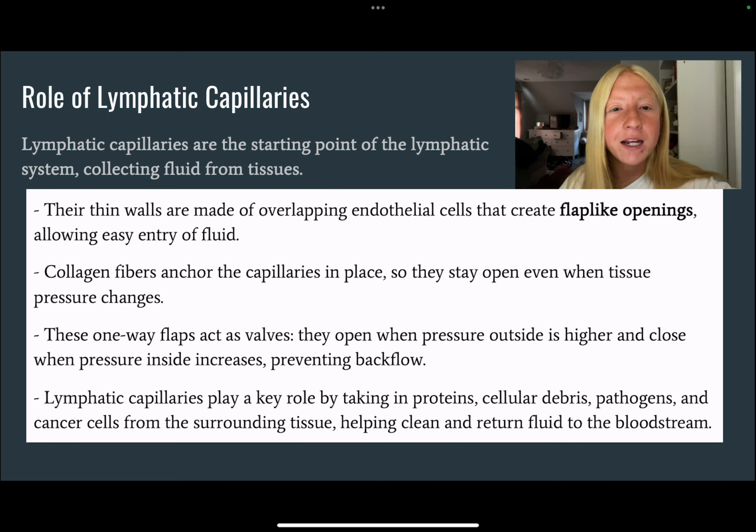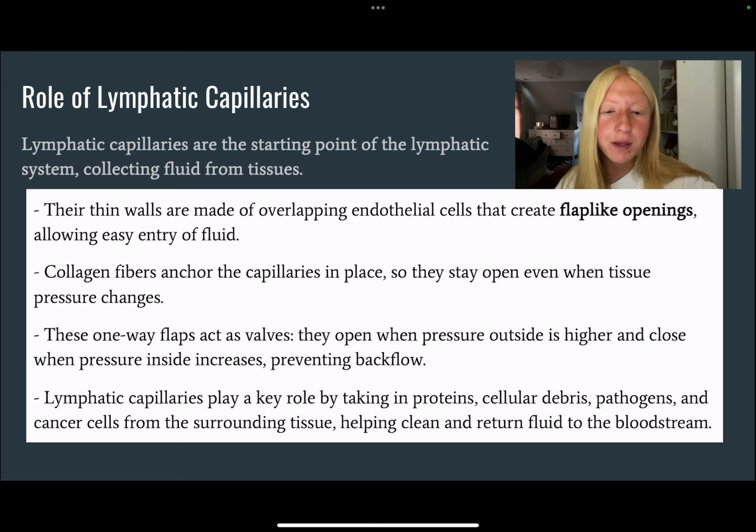Role of lymphatic capillaries. Lymphatic capillaries are the starting point of the lymphatic system, collecting fluid from tissues. Their thin walls are made of overlapping endothelial cells, and they create flap-like openings, allowing easy entry of fluid. Collagen fibers anchor the capillaries in place, and so they stay open even when tissue pressure changes. These one-way flaps act as valves. They open when pressure outside is higher and close when pressure inside increases, preventing backflow.